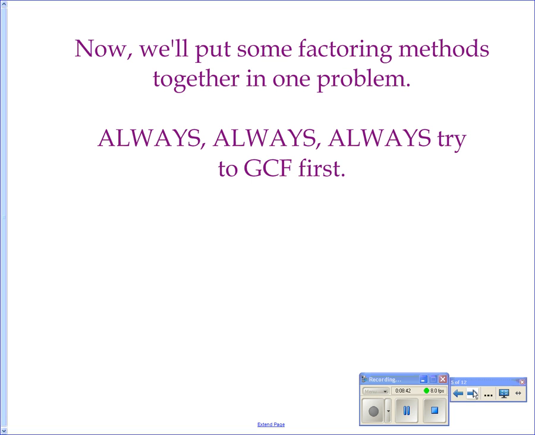All right, so now we're going to put a couple of the combinations together in one single problem. Always, always, always try to GCF first. Okay, so I need you to write that down on your paper. Always try to GCF first.